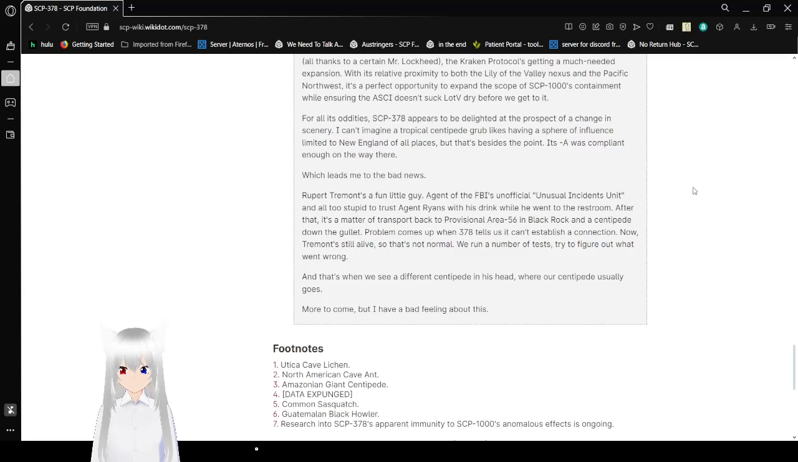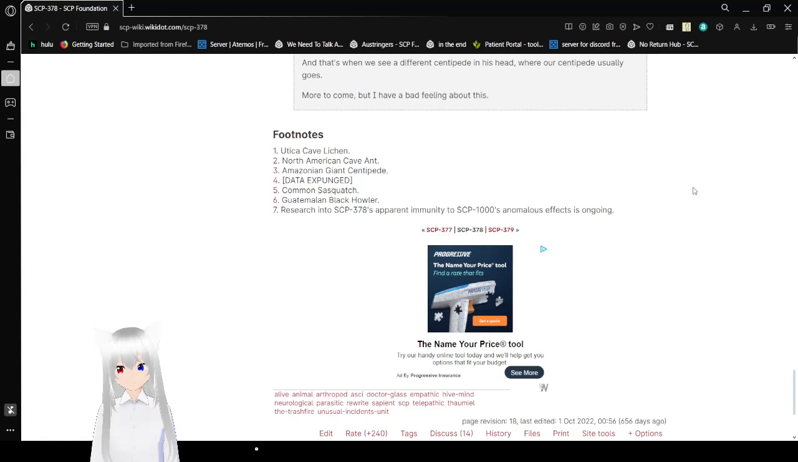So, there's another mind-controlling centipede thing that got in the way of the Foundation's, frankly kind of nasty, plan to use an anomaly in this way.